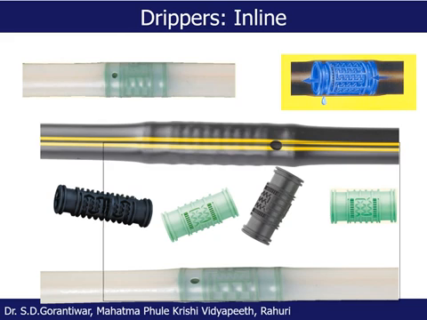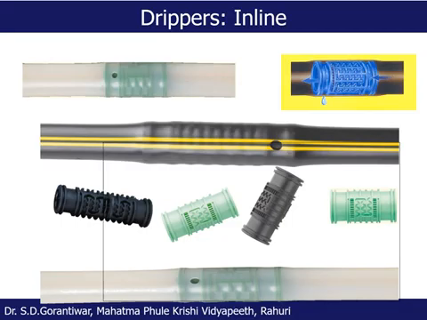But in the case of inline emitters, mostly those are of the labyrinth or linear type. As you see here, those are inserted or integrated inside the lateral in the manufacturing process itself, and therefore they are known as inline emitters. It is not that we procure inline emitters separately and push them into the lateral. We cannot do that. So the inline emitter lateral comes separately, that is, the lateral comes with the inline emitter. Now the question is when to use the online emitter and inline emitter, because in the market online emitters are available, and inline emitters are also available.